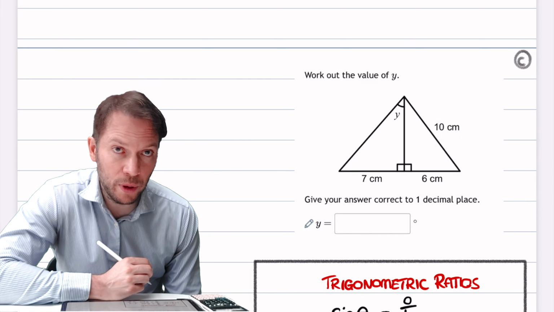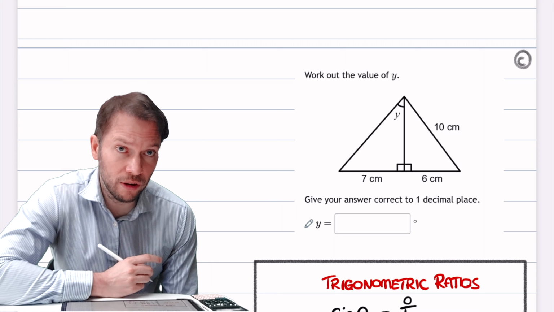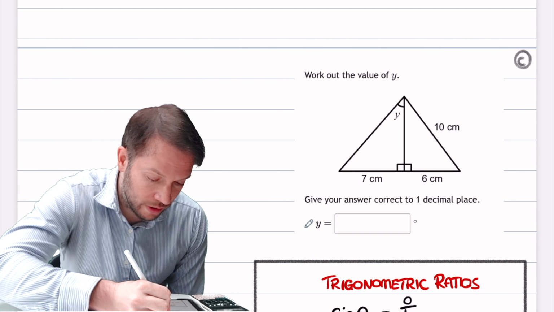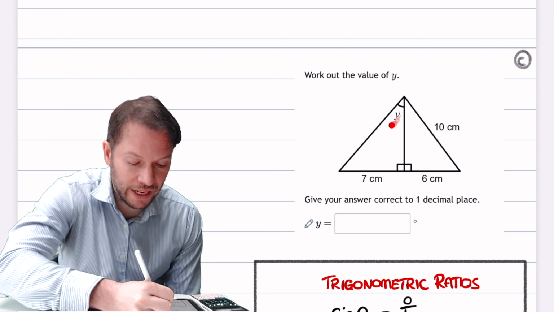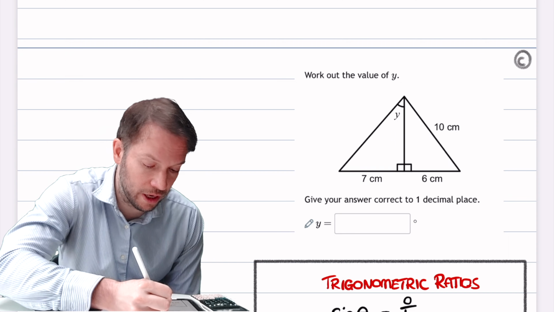Hi, in this video we're going to find an unknown angle in a diagram involving two triangles with a shared length. Now we've got this triangle on the left here and we're trying to find this angle, but we only know one of the sides, so we don't yet have enough information to work out that angle.